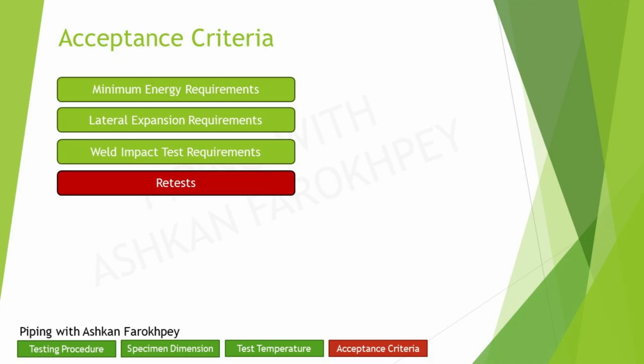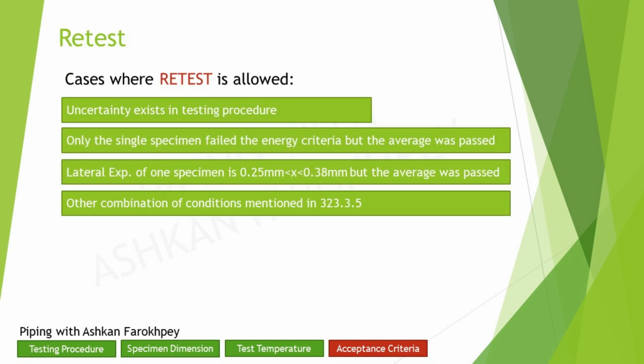The final section of the code talks about retesting. Based on this section, except some cases, retesting is not allowed. You can go to the section 323.3.5 and read all the combination of conditions where a retest is permitted by the code. However, some of them are listed here. For example, one of the cases where retesting is allowed is when there is an uncertainty in test procedure.